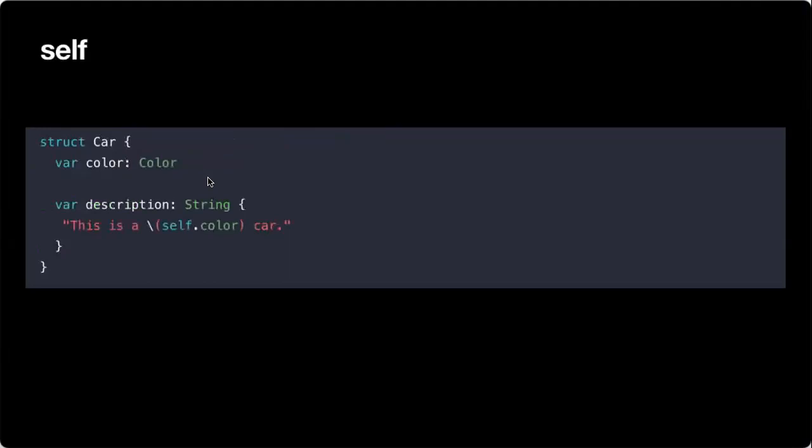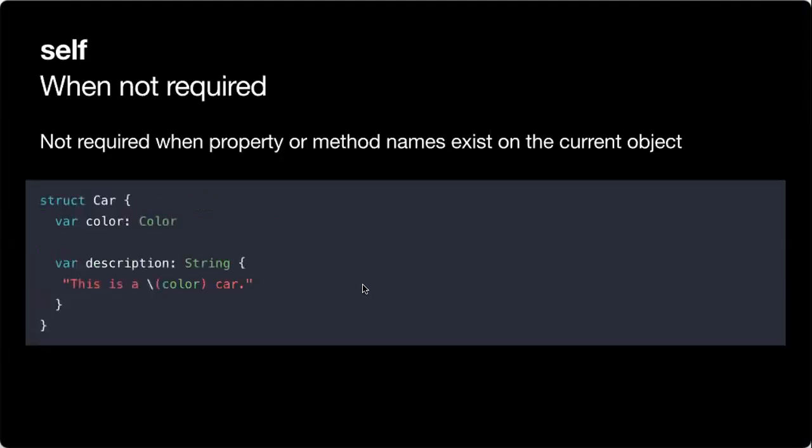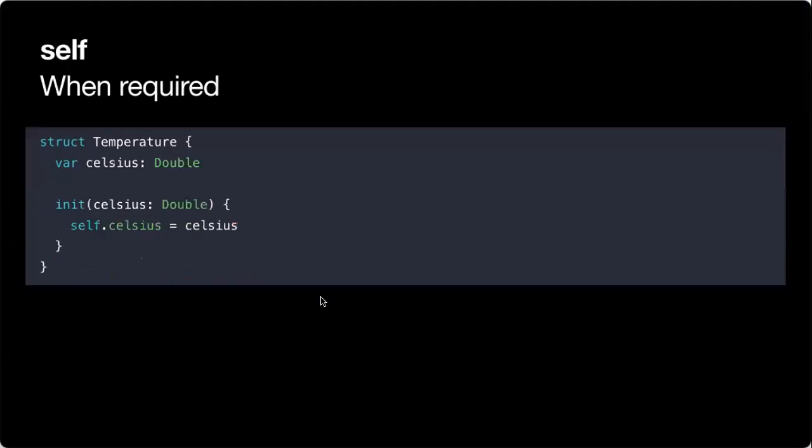We talked about self already. If you use self, it means that you're using a parameter with the same name as an attribute in that structure. All right, we talked about that. Here is another case: it's not required when the property does not exist within the same object. When it is required, Celsius and Celsius, they are the same, so it's required. That's it.